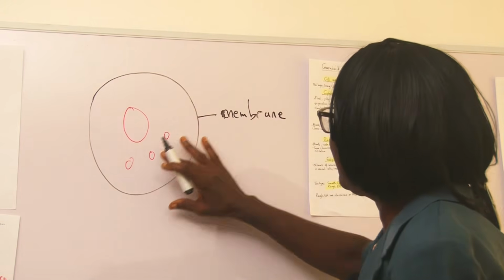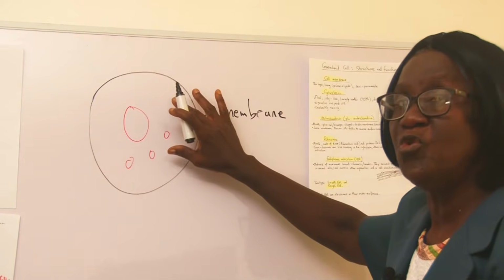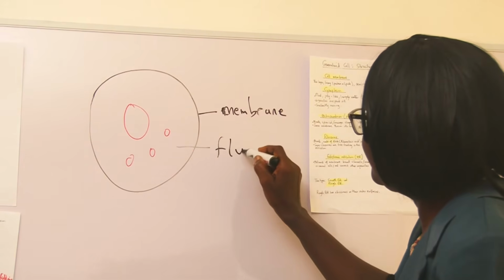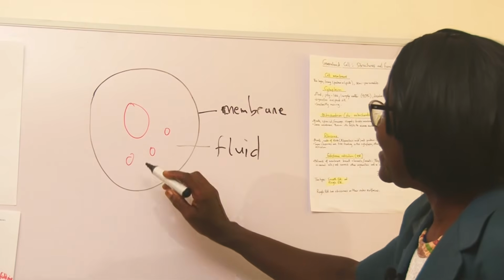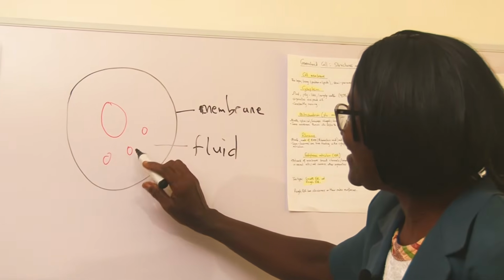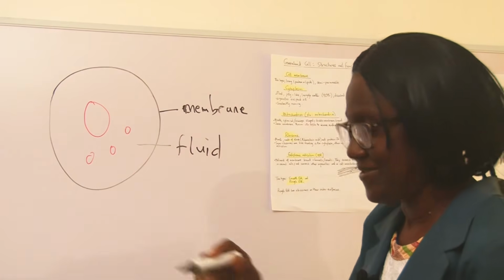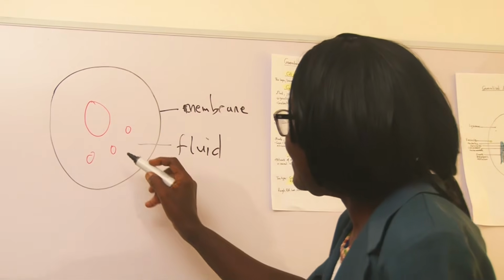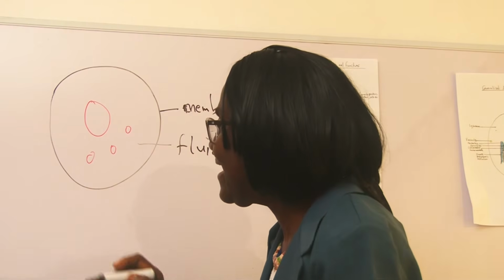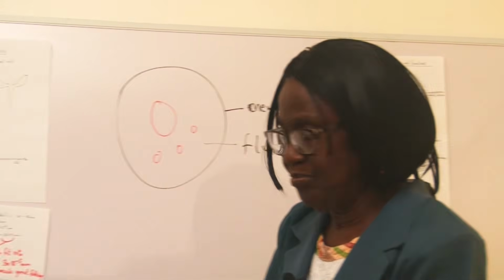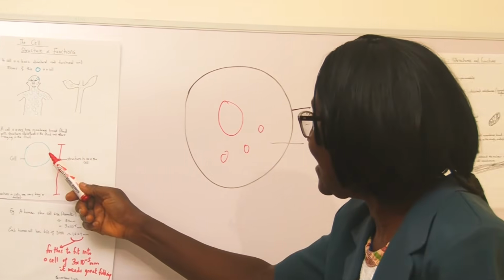and this membrane bounds fluid. This is fluid. And in the fluid are dissolved substances as well as structures hanging in it. That is a cell. Now the cell is a very, very tiny structure.